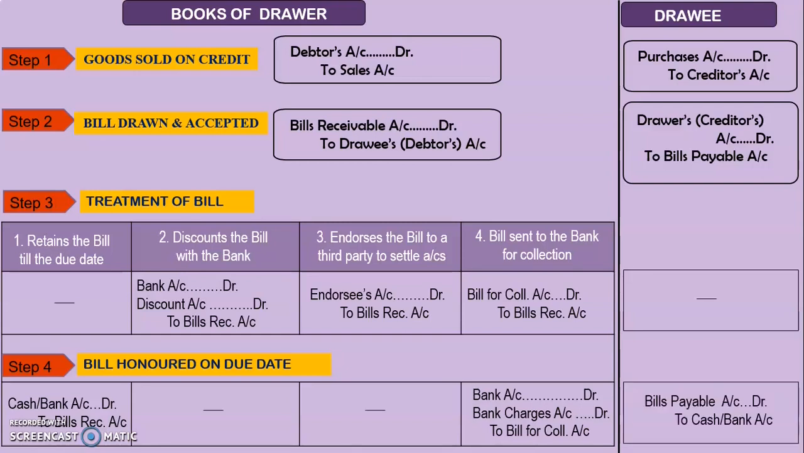And in all these four cases, whether the bill is retained, discounted, endorsed, or sent to the bank for collection, the drawee has to pay the amount of the bill on the due date. So the journal entry is bills payable account debit to cash or bank. Even if the bill is retained, discounted, endorsed, or sent to the bank for collection, in all four cases the entry in the books of drawee will be the same: bills payable account debit to cash or bank account.